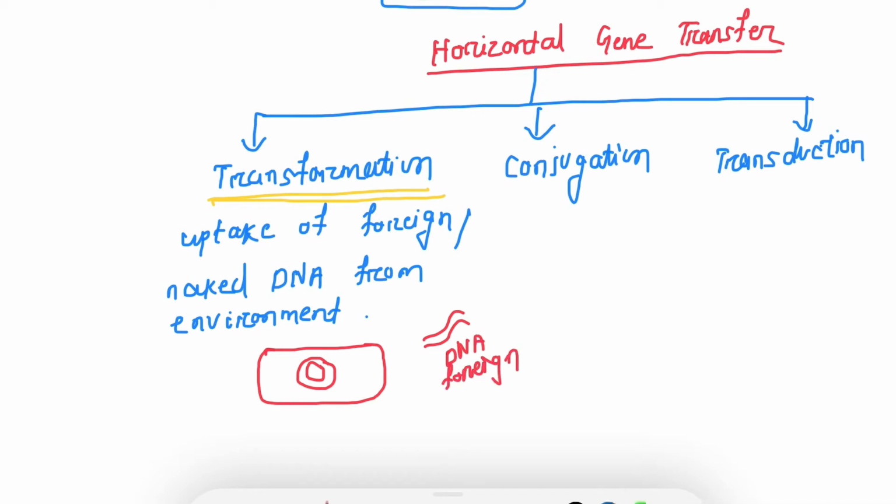So the bacterium which receives the foreign DNA is known as the recipient, and the foreign DNA which will be transferred is from the host bacteria. Okay, so now the question is, the DNA which is present in the environment, where does it come from?